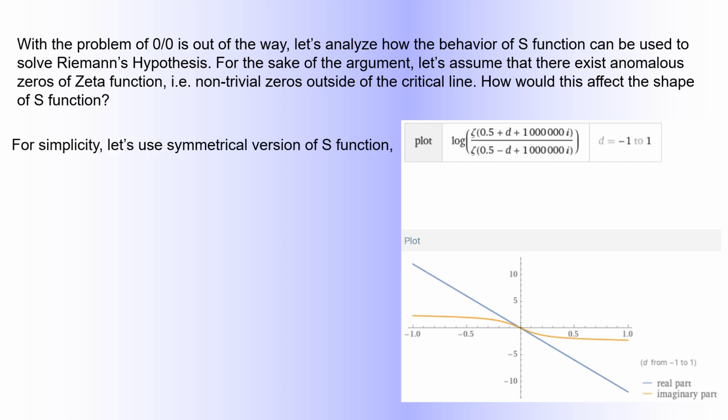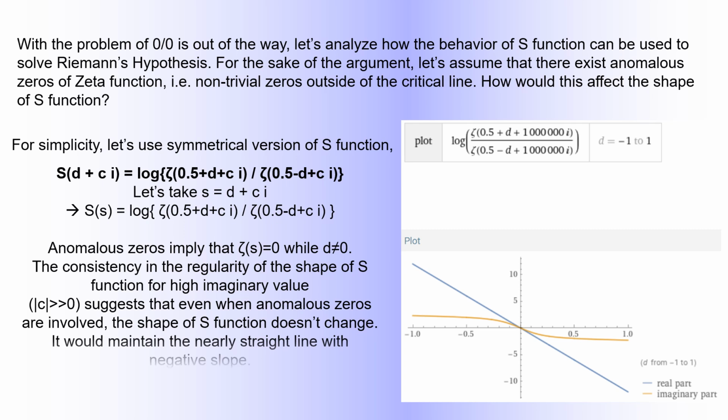For simplicity, let's use symmetrical version of S function. Anomalous zeros imply that zeta of s equals 0 while d doesn't equal 0. The consistency and the regularity of the shape of S function for high imaginary values suggests that even when anomalous zeros are involved, the shape of S function doesn't change. It would maintain the nearly straight line with negative slope.